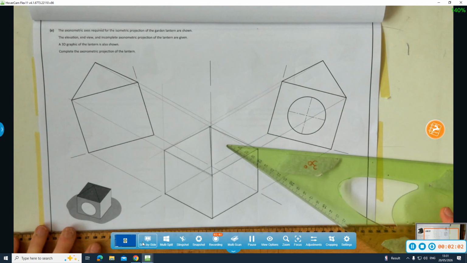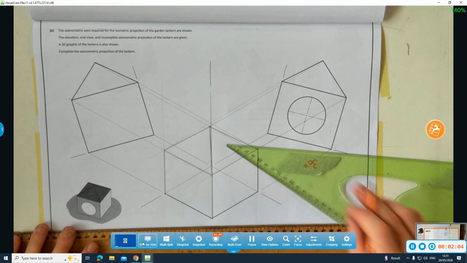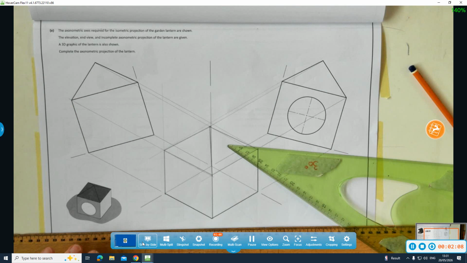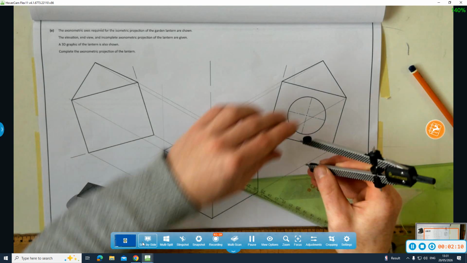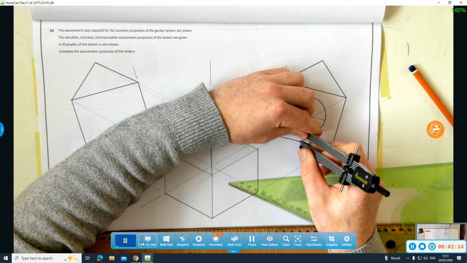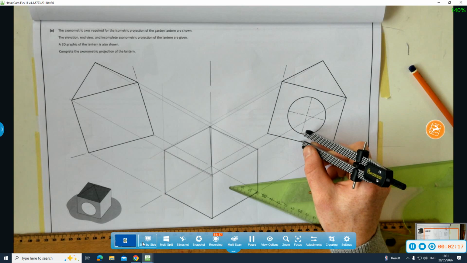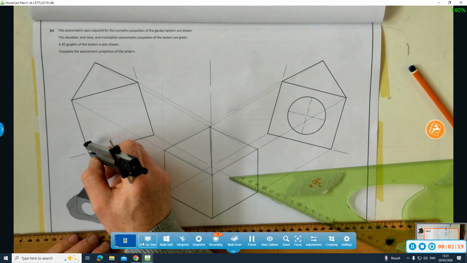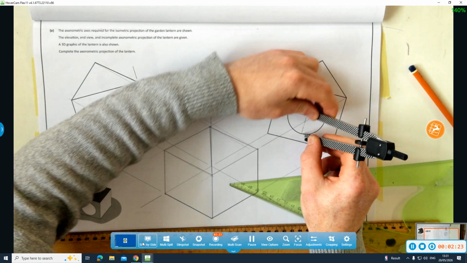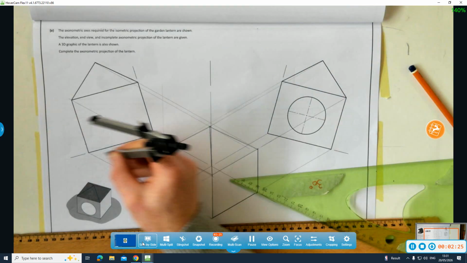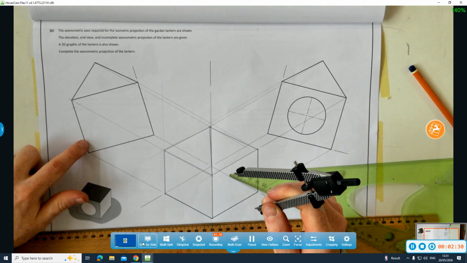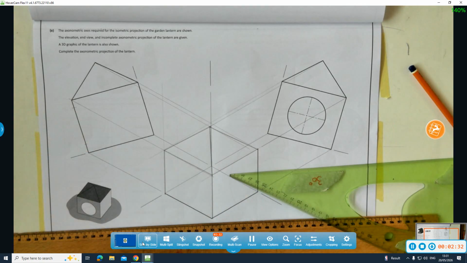Okay, next thing now is our circle. So we're going to have to find the circle over here as well on this one. I'm going to get the compass and I'm going to step up the distance of the circle from the ground. So it's that far up off the ground. So I'm coming over and I'm stepping up that far from the ground. And the diameter of the circle then is that. So I'm stepping that over there. So in between those points now is the circle.